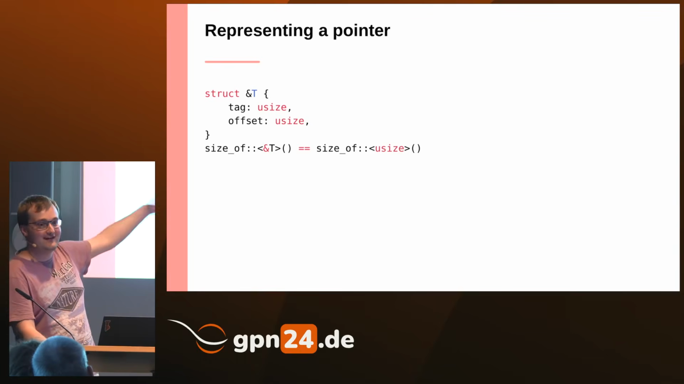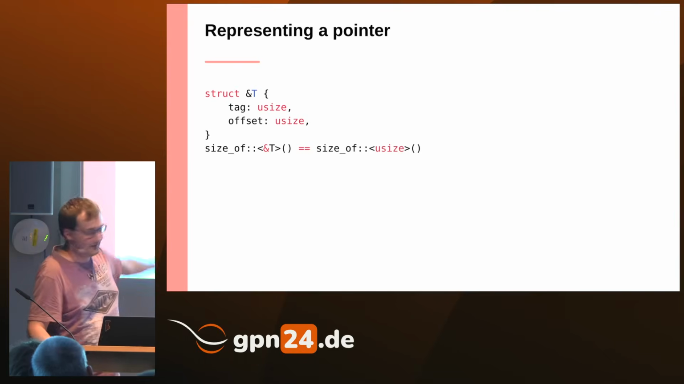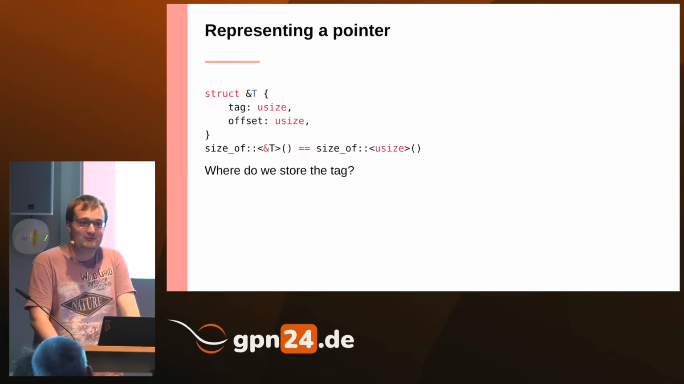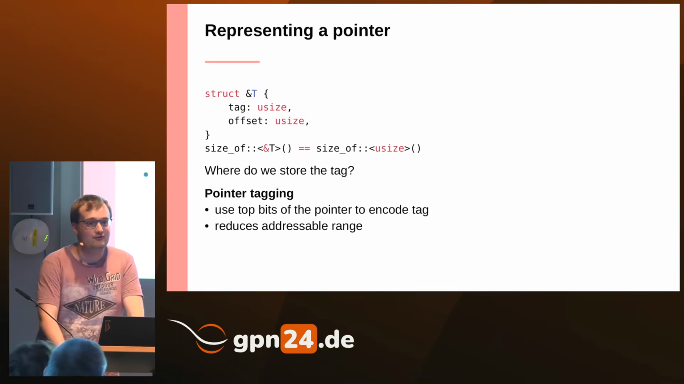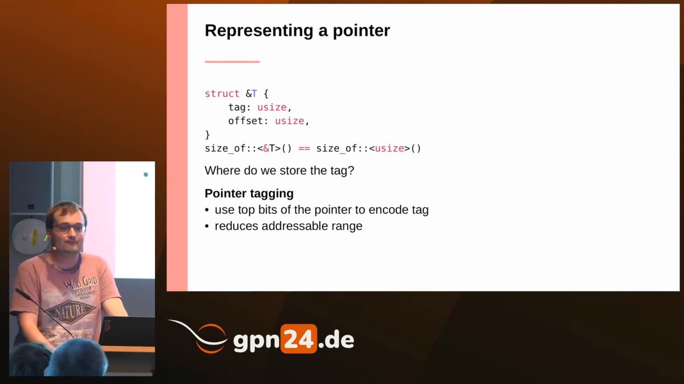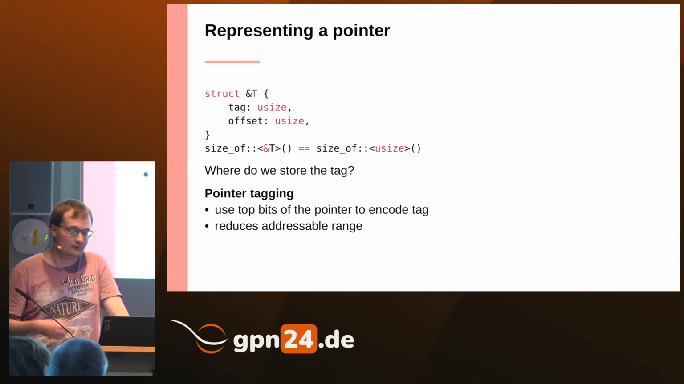Effectively, to solve this, the tag would have to be a zero-bit-size ZST type. This doesn't work out. So where do we store the tag in this case? There are a few options, and what we do right now is effectively pointer tagging. We take the top bits of the pointer and just use them to store the tag.